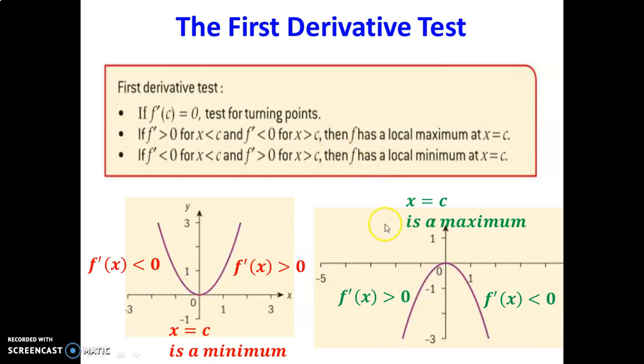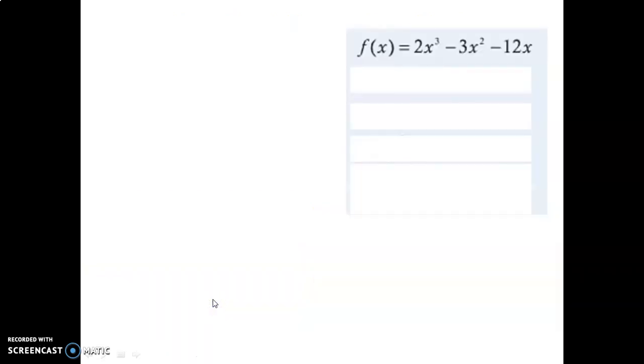All right, in the end, this is a pretty simple rule, pretty simple test. And we're going to use it to test functions. We're going to test what happens before and after a point like this and then answer the question, is it a max or a min? Try this one out.